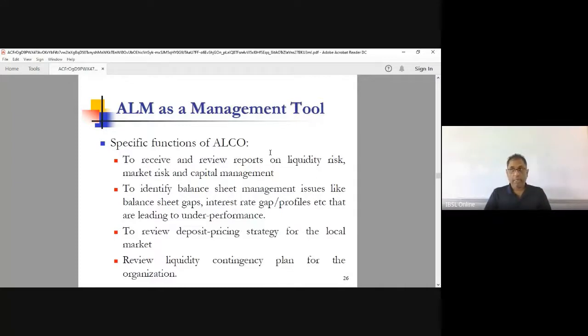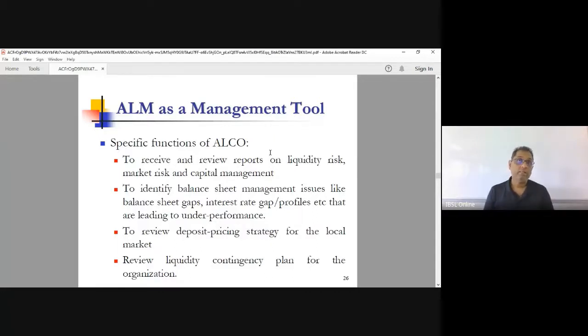So looking at the terms of reference and looking at the deliverables of ALCO, these are some of the areas that should be considered. Like we said, they rely a lot on reports on what the current liquidity situation is, what the current market situation is, and what the current capital situation is. From those kinds of reports, they will identify what the gaps in the balance sheet are. Is there an interest rate mismatch? Is there a profile mismatch? And that could lead to issues in the future, lead to underperformance. It could be a risk to the organization, all that.